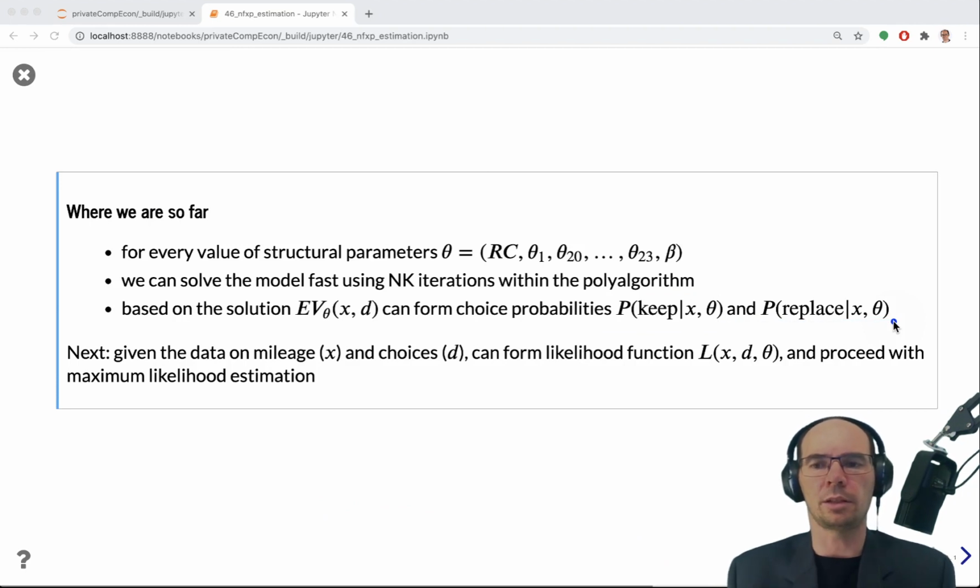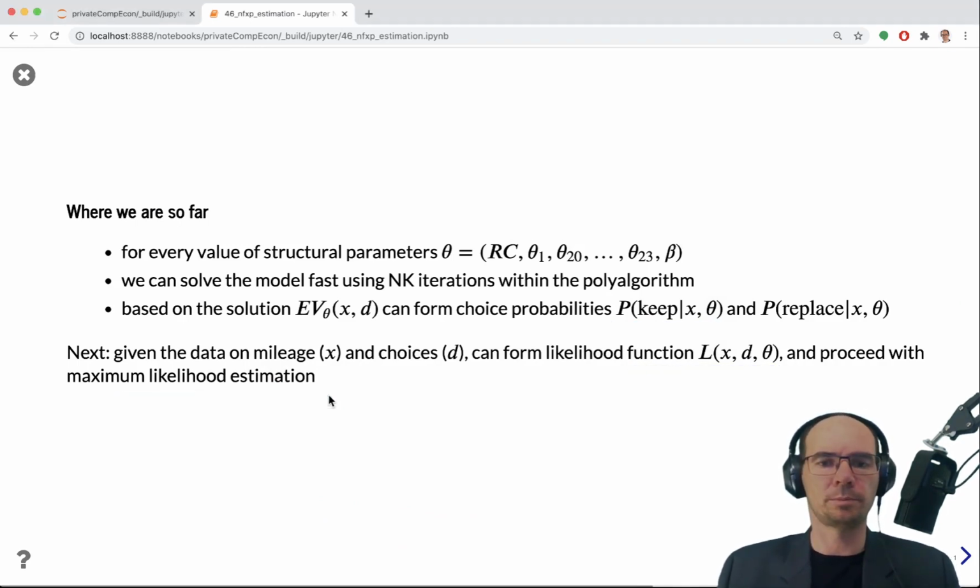And these probabilities, this choice probability, is exactly the distribution that the model is required to yield in order to perform maximum likelihood estimation. Because think about this. Now imagine that if we have data on mileage on axis and the choice is D, we can plug these observations into the choice probabilities and therefore calculate the probability of observing each of the data points. Right? So having the choice probabilities allow us to form the likelihood function and proceed with maximum likelihood estimation.